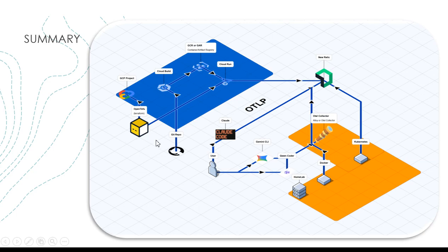I can have Tofu, which I created with Gemini, create my Cloud Build, my GCR or GAR. I think GCR is dead now, so it's now just Google Artifact Registry. And my Cloud Run instance. And Tofu is authenticated into GCP. So then it creates the infrastructure, it launches, and I can also send all the data from Cloud Run into New Relic, meaning New Relic becomes my central clearinghouse of data.